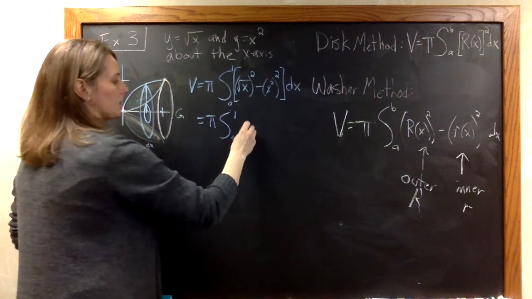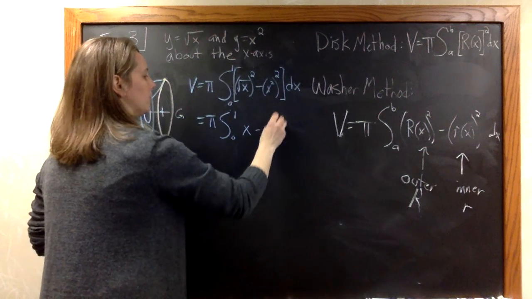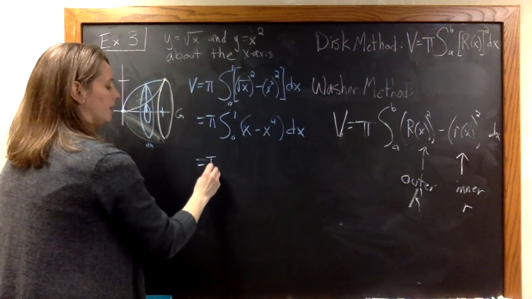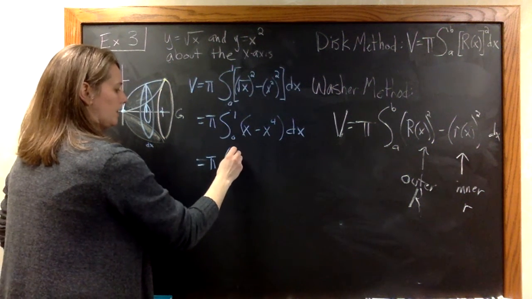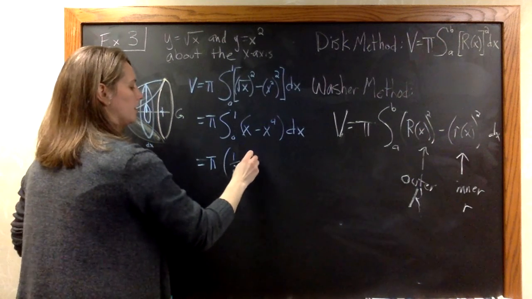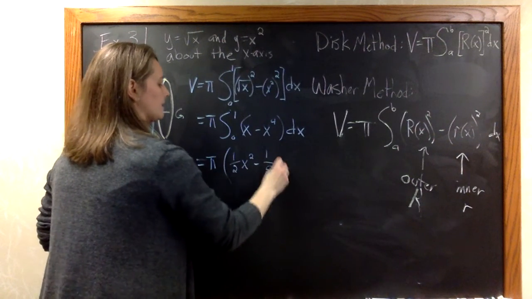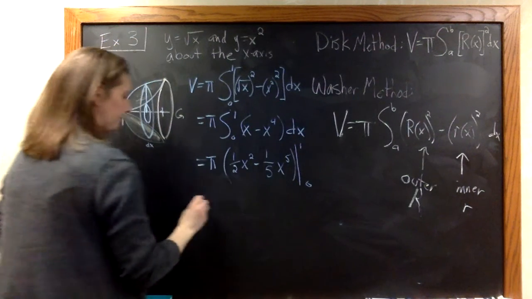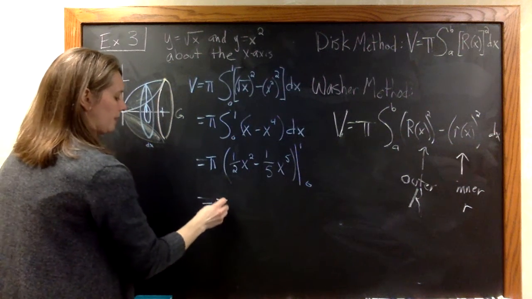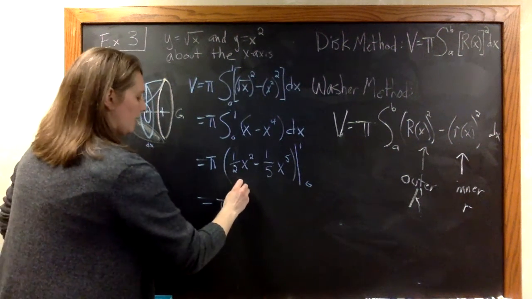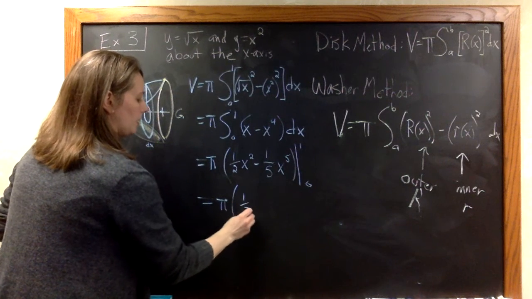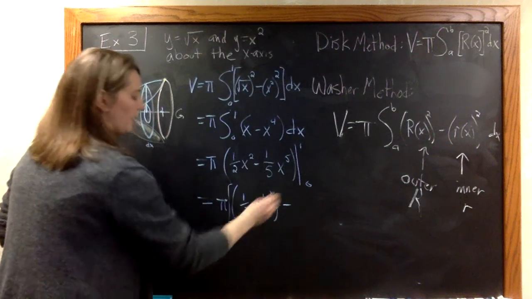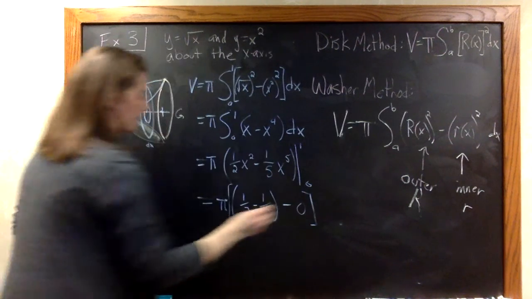Square root of x squared is x minus x to the 4th. And then we're going to take the antiderivative. We get 1/2 x squared minus 1/5 x to the 5th. And we are evaluating that from 0 to 1. So we still have pi. And we get, when we plug in 1, 1/2 minus 1/5, minus, we plug in 0, we just get 0, so it doesn't really matter.